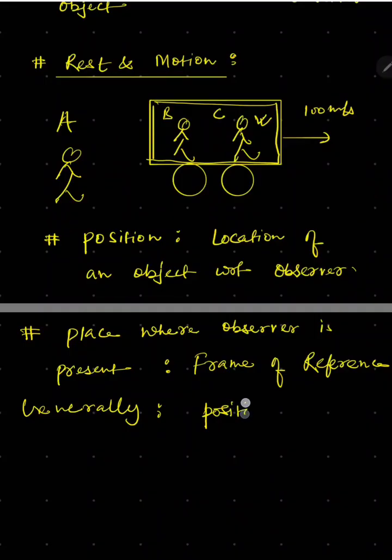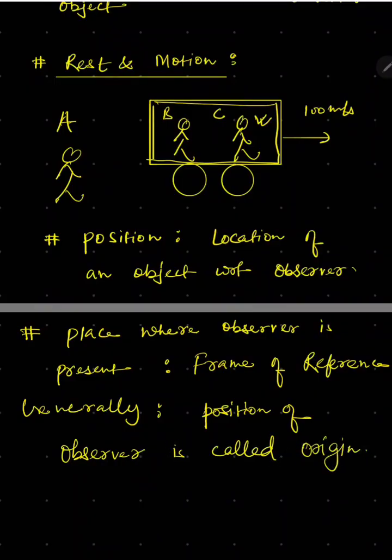The position of the observer is called the origin. Okay.